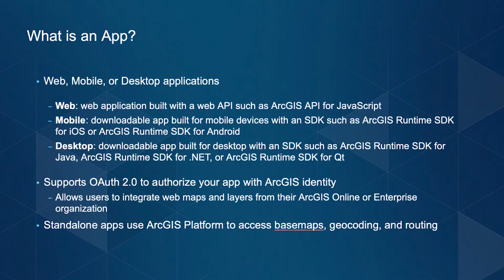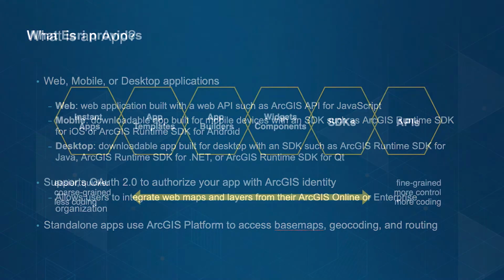Our mobile application is a downloadable app that is built for your mobile devices, and it is built on our runtime SDKs for iOS or runtime SDK for Android. And lastly, the desktop application is a downloadable app for the desktops that could be built using the SDK for Java, for .NET, or for Qt. Now, in the end, I want to emphasize security and authentication for each of these apps, and we will talk about it in more detail in the rest of the presentation.